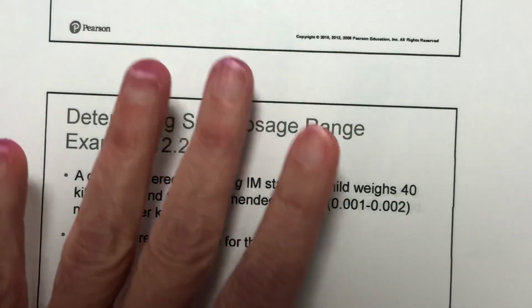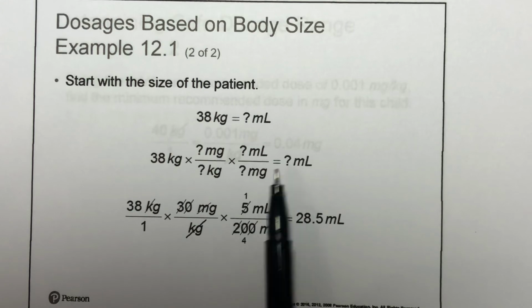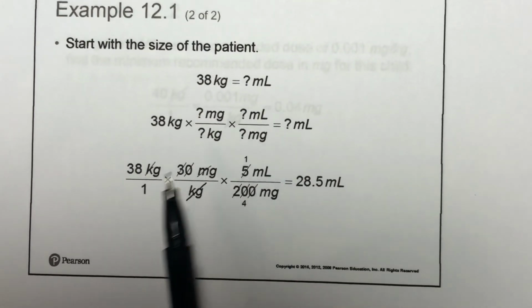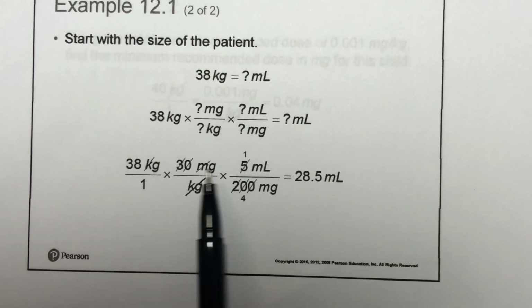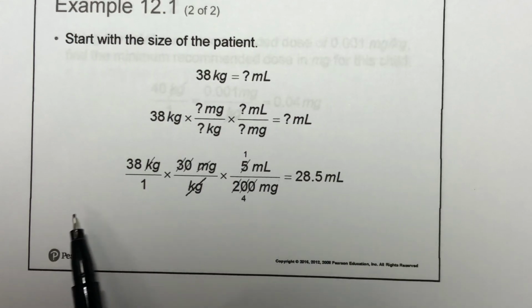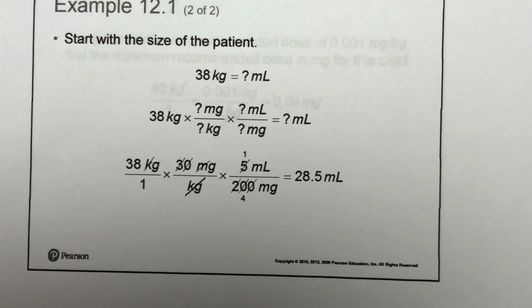The next pages, you can see where they work it. And we go through the same kind of process. They end up doing the cross cancellation and ending up with 28.5. If you look here, we wrote the things in a different order, but we did exactly the same problem.